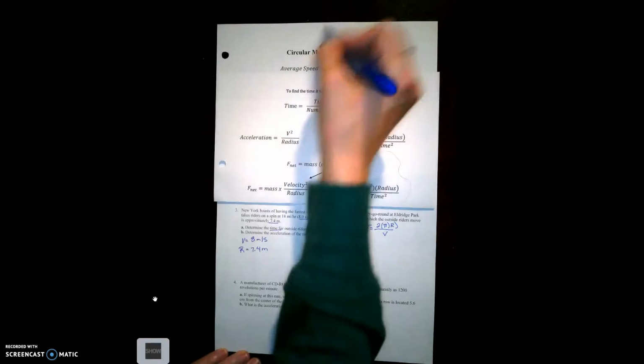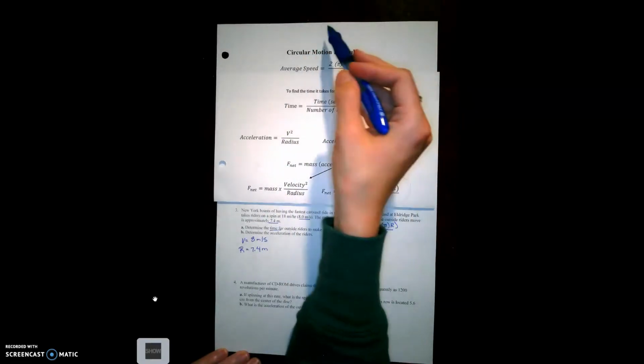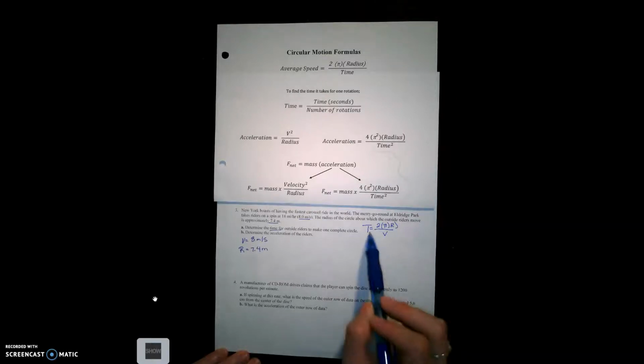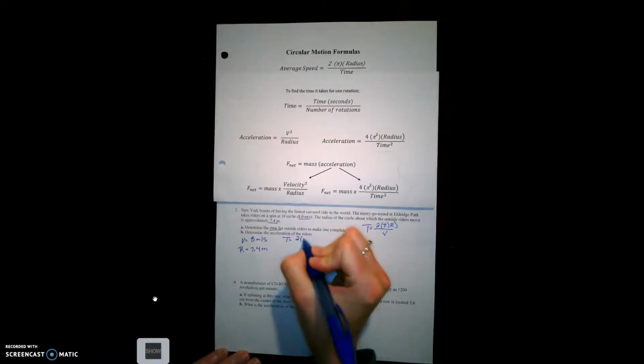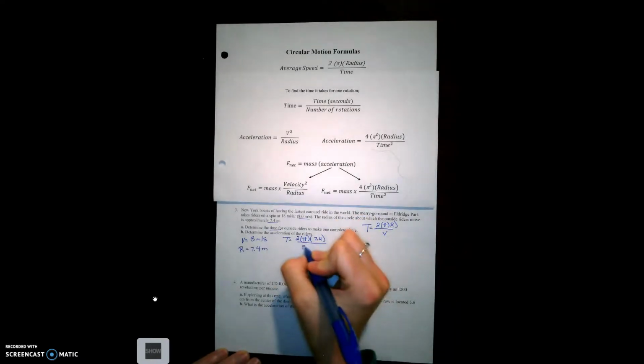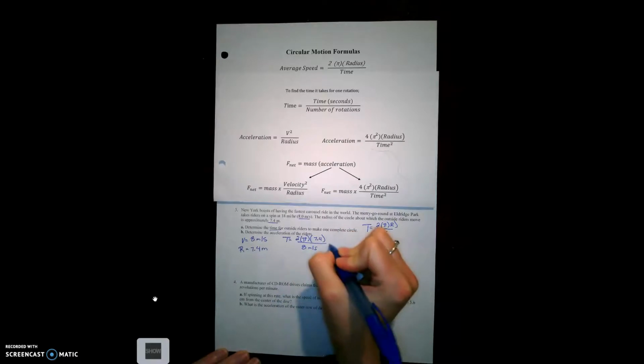And again, that's just rearranging. If this were a triangle, 2 pi r would be on top, velocity and time would be on bottom. So if you cover up time, it's going to be that 2 pi r divided by your velocity or your speed. So we're going to find time by using this formula here. 2 pi, our radius is 7.4, and the velocity that they give is 8 meters per second.